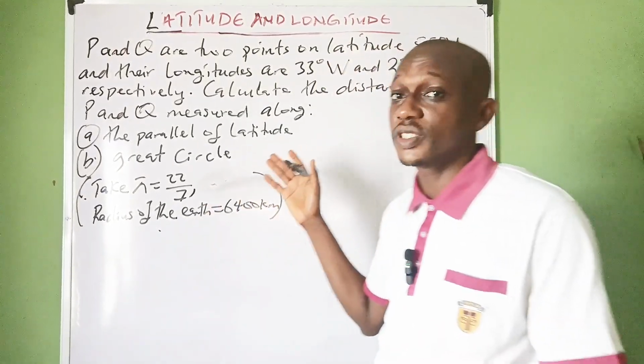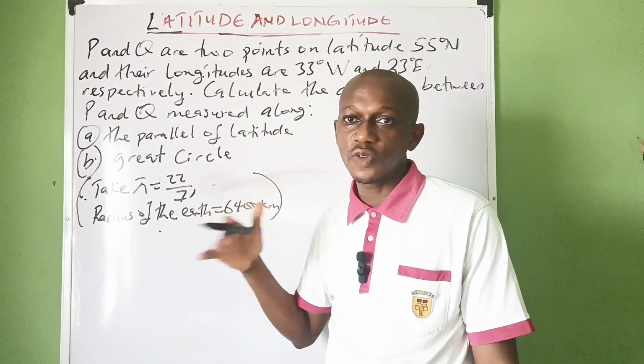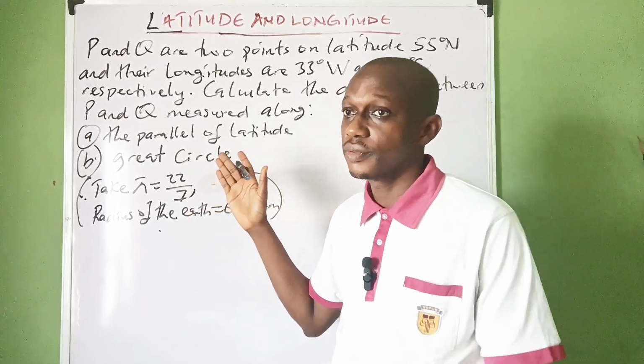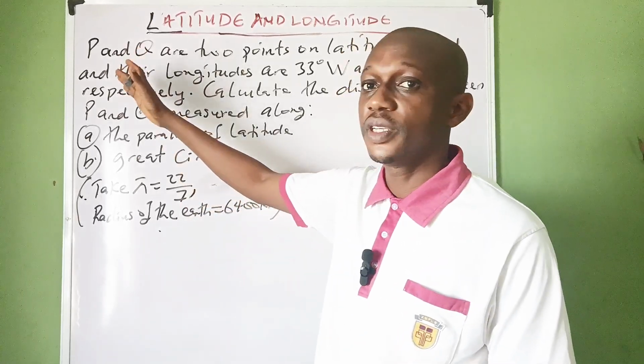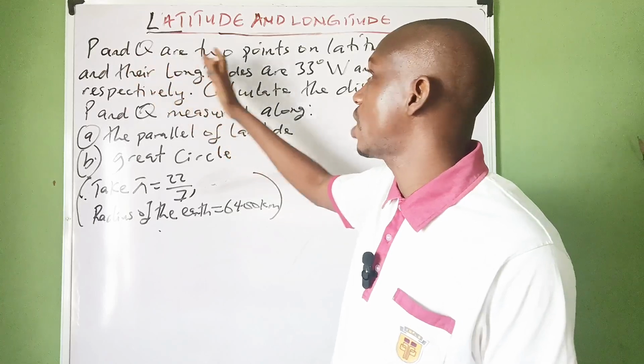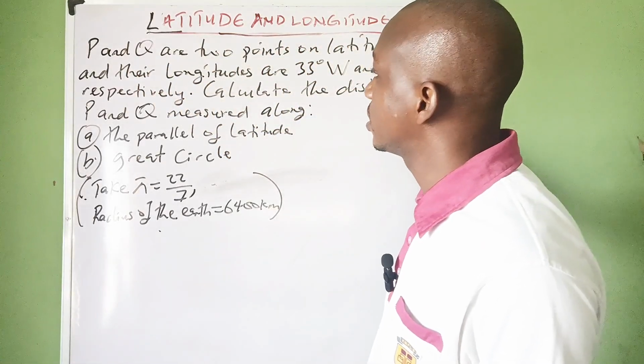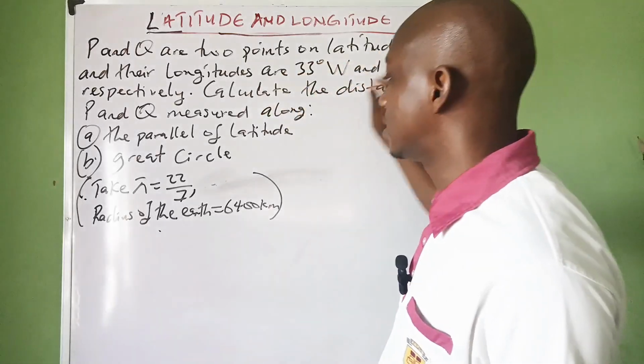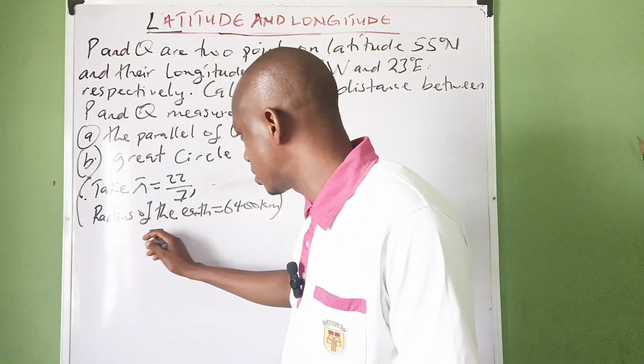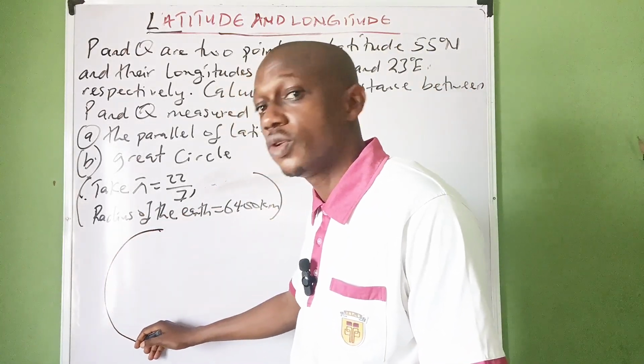Now, this is another question that brings about a lot of things about longitude and latitude. All right. So we have P. The question says P and Q are 2 points on latitude 55 degrees north, and their longitudes are this and this. So let's draft it and let's see how it looks.